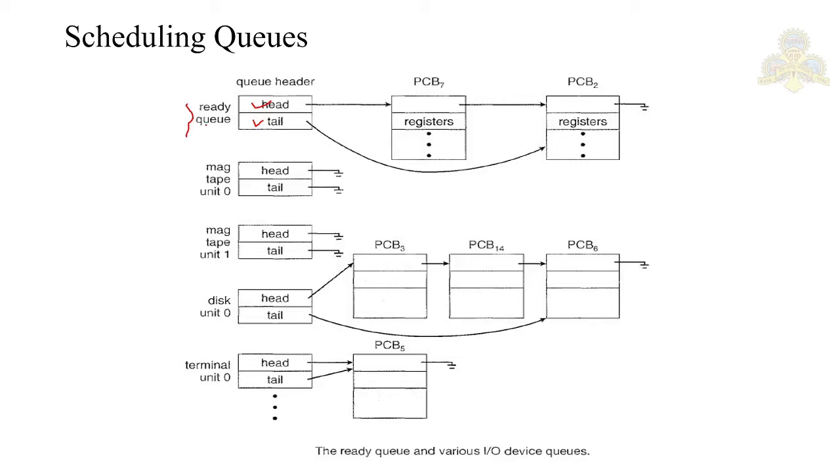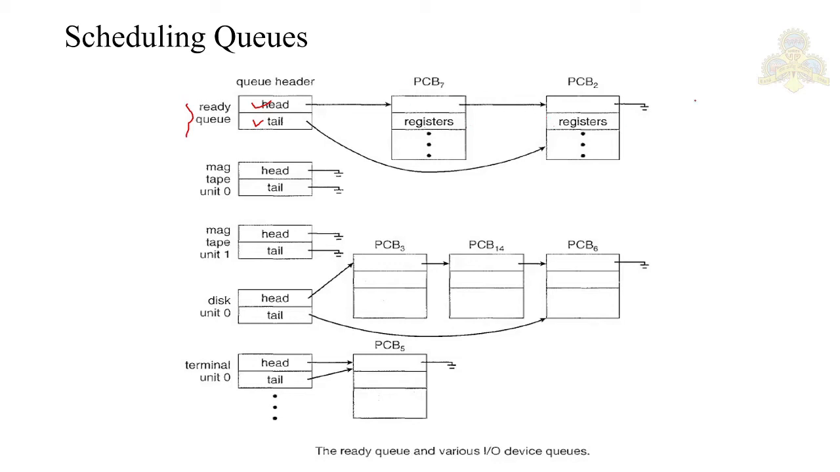So you have a ready queue. Ready queue contains all the processes that are in the main memory and which are waiting for execution. Now this ready queue contains a queue header. This queue header has two pointers, one is head and the other is tail. This head will point to the first PCB in the list and the tail will point to the last PCB in the list.